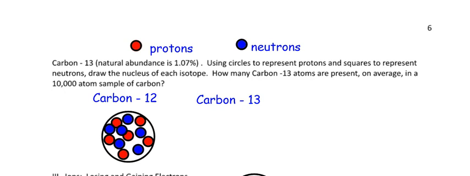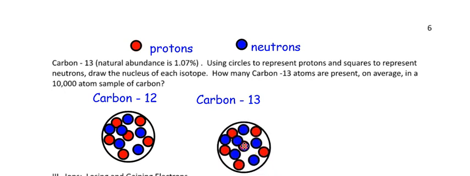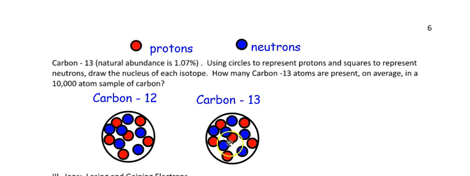All right, how'd you do? Well, I started off with my 6 reds and my 6 blues, but wait a minute. How many neutrons should I have? Because this is identical to carbon-12. It has 1 extra neutron, so I'll just stick that here. So I have 6 protons and I have 7 neutrons. All right, so you should have 6 circles and 7 squares.